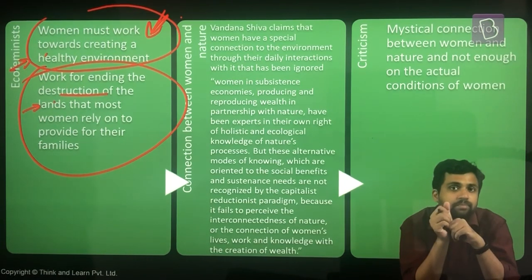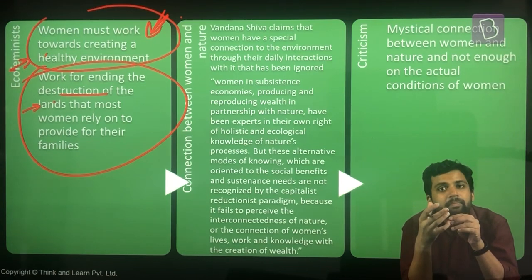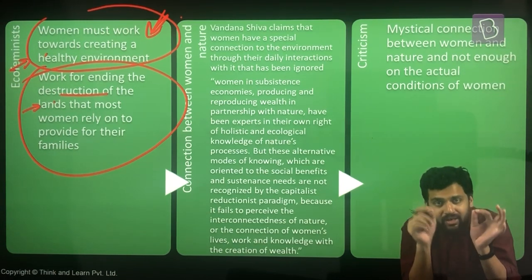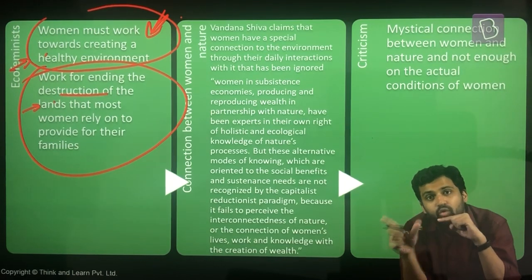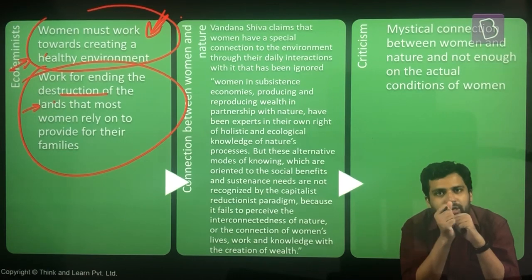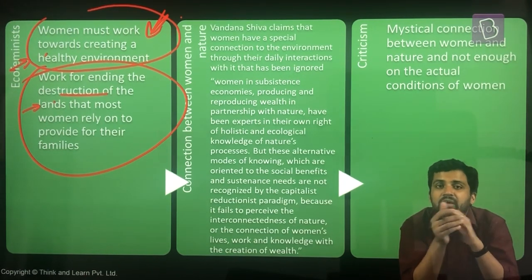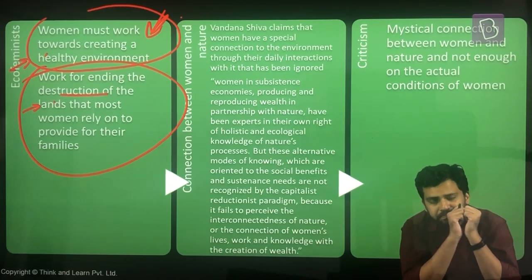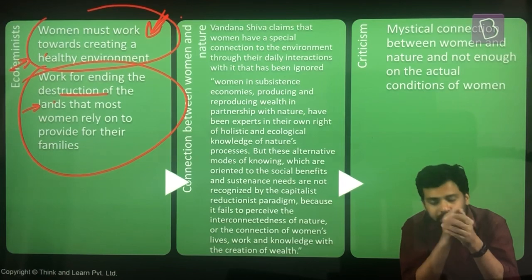So they get impacted. If nature is impacted, the source of water gets depleted. Now women are generally the ones who will be going to collect the water. So now they have to go for longer distances. So if nature can be protected, if destruction of nature can be arrested, destruction of land can be arrested, women might lead a better life. One of the most prominent ecofeminists is Vandana Shiva.